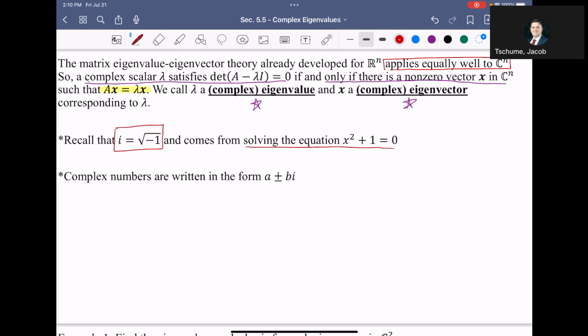Now, root -1 is not the only term there. It can be the root of any negative number. So a couple examples of that. If we run into a problem today where it says take the square root of -9, we know the square root of 9 is 3, but since it's negative, we have to attach the imaginary number to that. So that would be 3i.